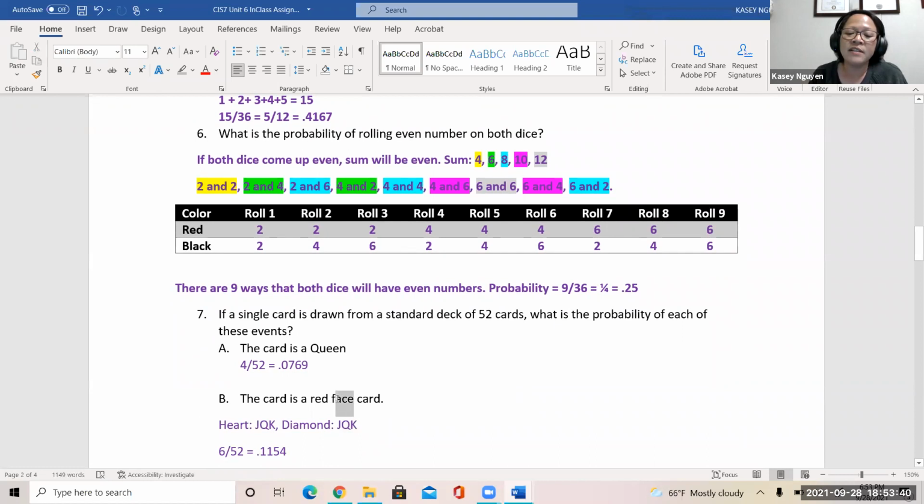That's going to be the face cards. And these are the suits that are red. So if you count them up, there are 6 face cards that are red. And so you would have 6 over 52, which is about 11.5% to get a red face card in a deck.